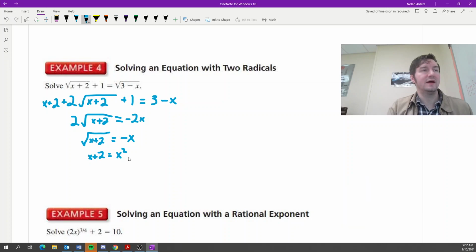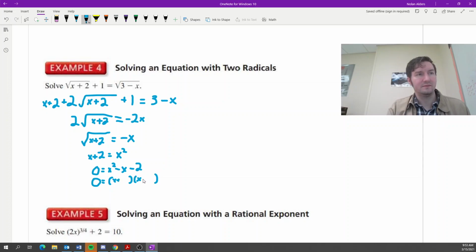And we can see that at this point we have a quadratic equation, so we could subtract this x and this 2 over here. So we'll have 0 equals x squared minus x minus 2. All right, we could probably factor this. So let's try that. We'll have an x and an x, plus and a minus, and then we'll have a 2 and a 1. Negative 2 plus 1 is negative 1, so that works.